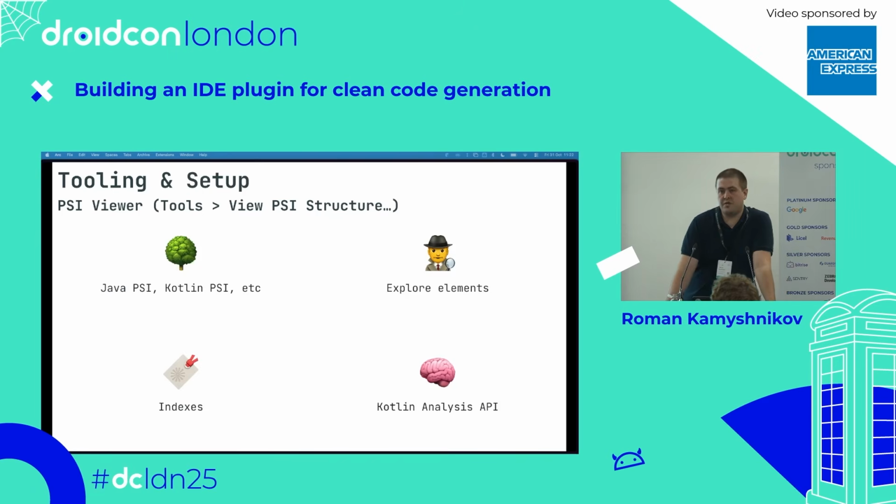A couple of important things that I also want to mention about the PSI Viewer and PSI in general is that each programming language has its own PSI structure. So if you are working with Kotlin code, you need to interact with the PSI for Kotlin. If you want to touch Gradle files, there's another PSI structure for that. Once we have a PSI element, we can very easily explore and go to its parent, or we can see what children it has and get information from them.